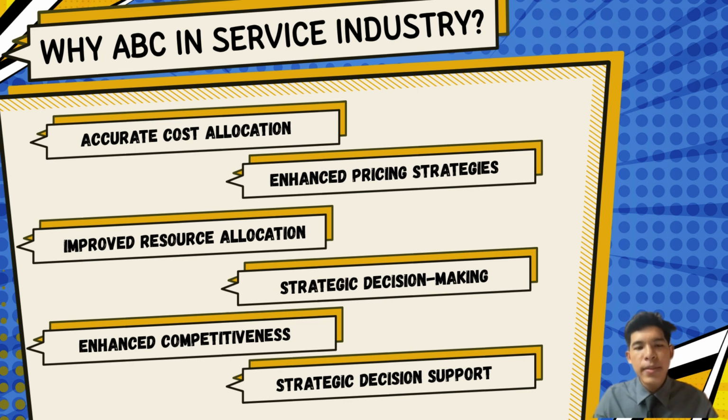In short, ABC gives managers and executives the information they need to back up strategic choice with solid data. Conclusion: ABC helps service businesses understand their costs clearly, make better decisions, and stay competitive. It's not just about accounting, it's about running the business smarter.